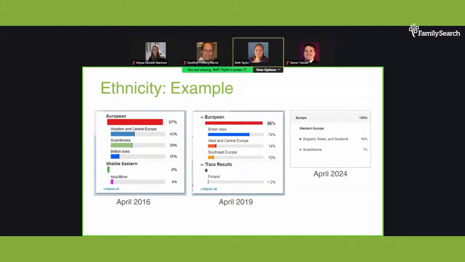And then here's what I look like as of April 2024. So I still do have 7% Scandinavia, and the rest is supposed to be England, Wales, and Scotland, which does discount some of my ancestry, but that's okay. So just keep in mind these will change over time. And I think it's a good thing because the testing companies are improving.